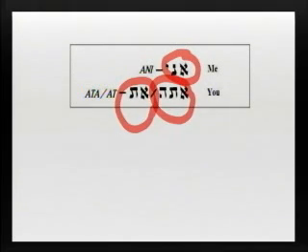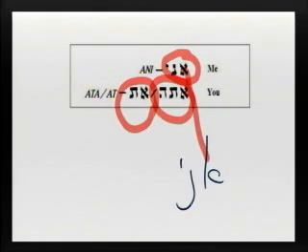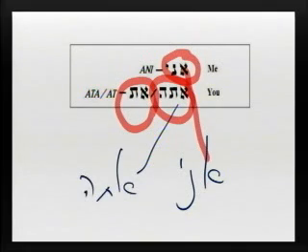Maybe you would like to add the cursive writing also? Let's do this. This is ani. There's no standard, that's the way I write it. Okay, ata. At.